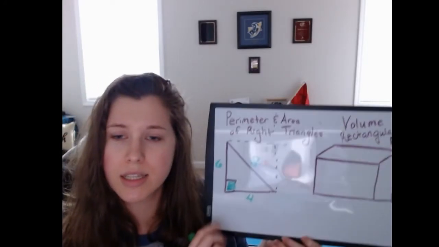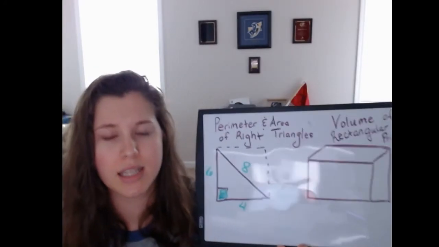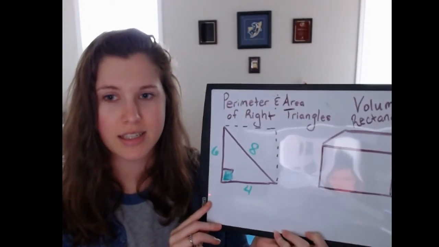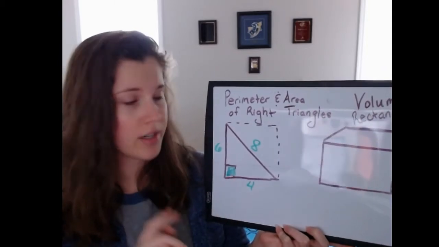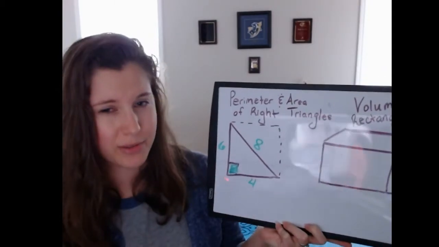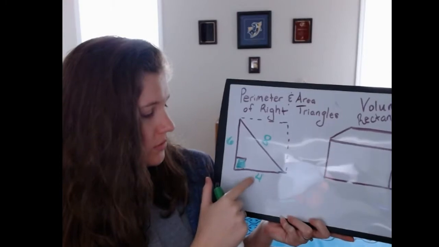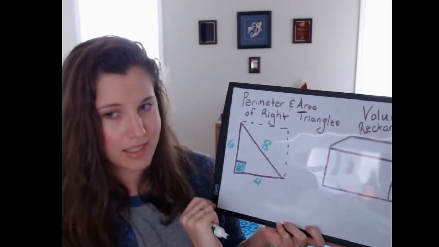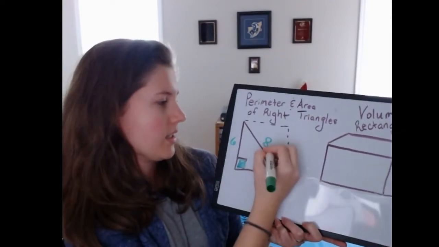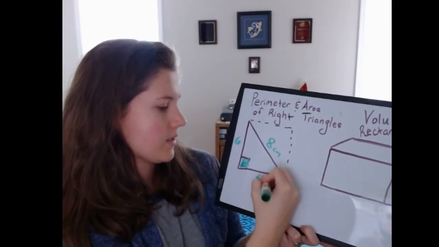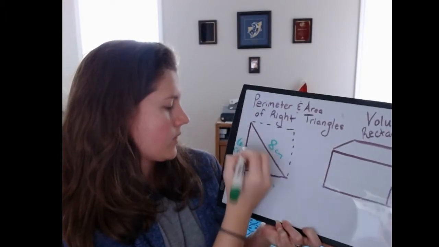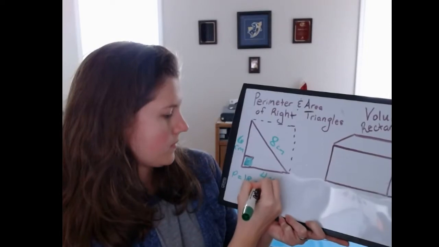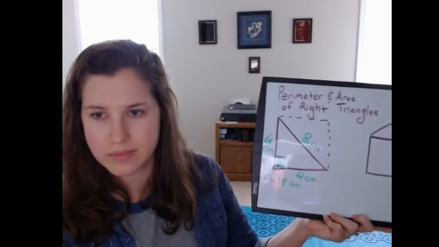To find the perimeter of a triangle, all you have to do is add up all three sides. So 6 plus 4 is 10, and 10 plus 8 is 18. And let's say that this is in centimeters. So the perimeter is 18 centimeters.